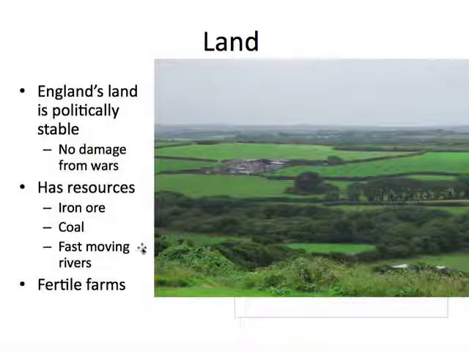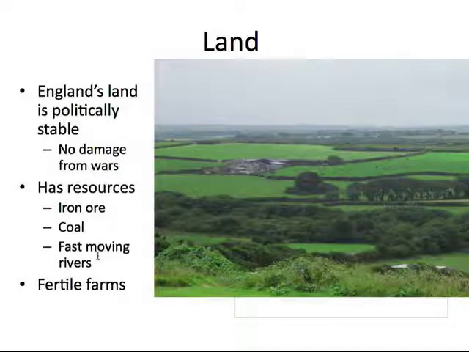And on this land that's politically stable, they have great resources that allow you to industrialize. They have iron ore, they have coal, and they have fast-moving rivers. The fast-moving rivers are powering the mill, and they're also transporting the goods.